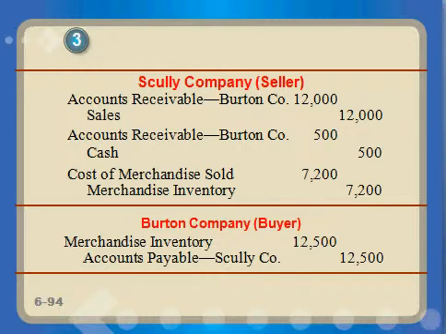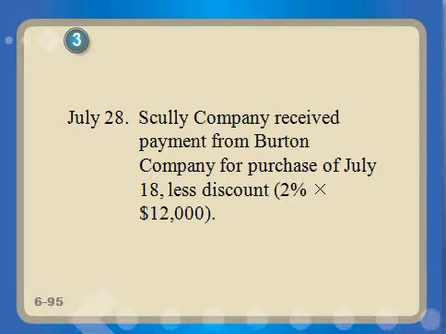Now look at one more transaction. Scully Company received payment from Burton for the purchase of July the 18th, less 2%, and the 2% is not on the freight; it's only on the merchandise. So it's 2% of $12,000, which would be $240. So this is the way that would look.